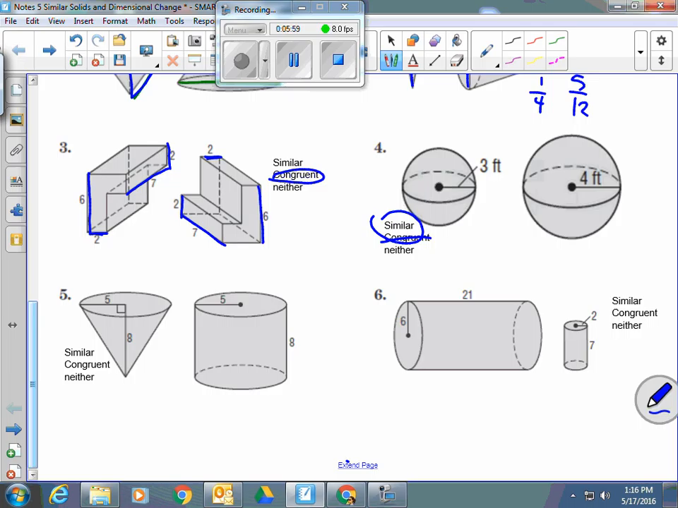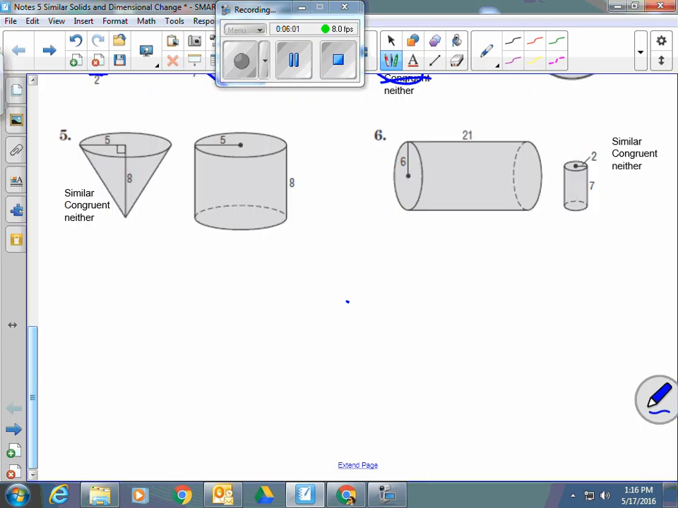Number 5, how many of you think that they are similar? How many of you think they are congruent? How many of you think that it is neither? First question is, are they the same shape? No. This one's a cone, this one is a cylinder, that means that is neither, period. They're not the same shape. Congruent, same shape, same size. Similar, they have to be proportional, but they need to be the same shape. So we're not comparing the same things here.